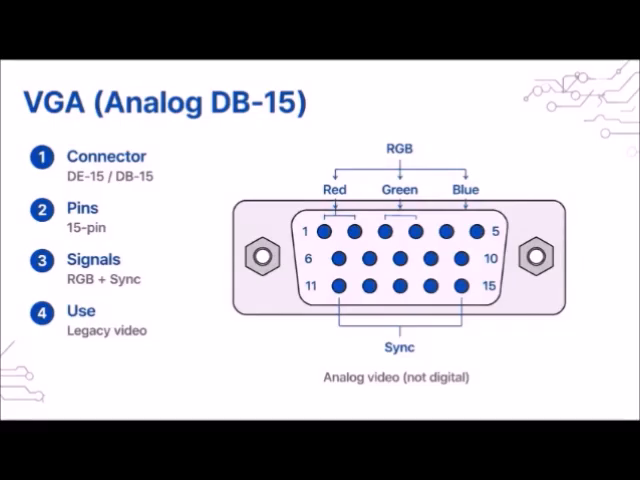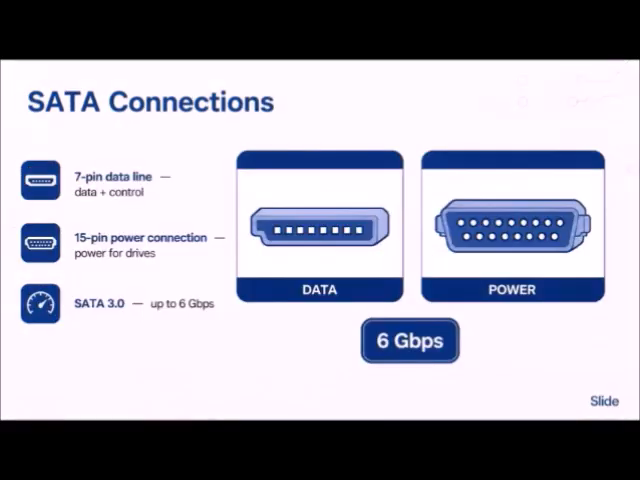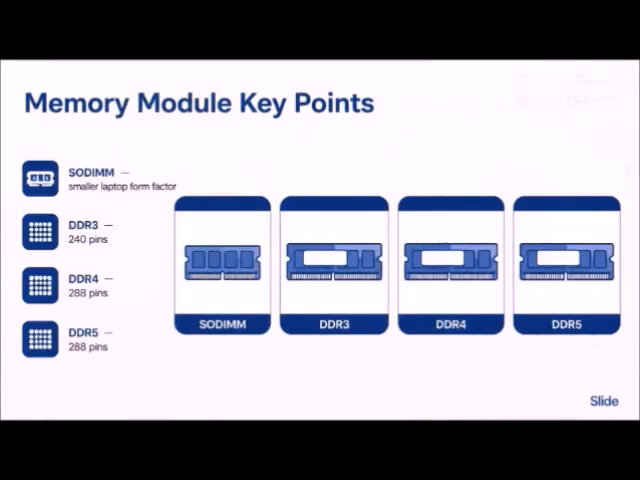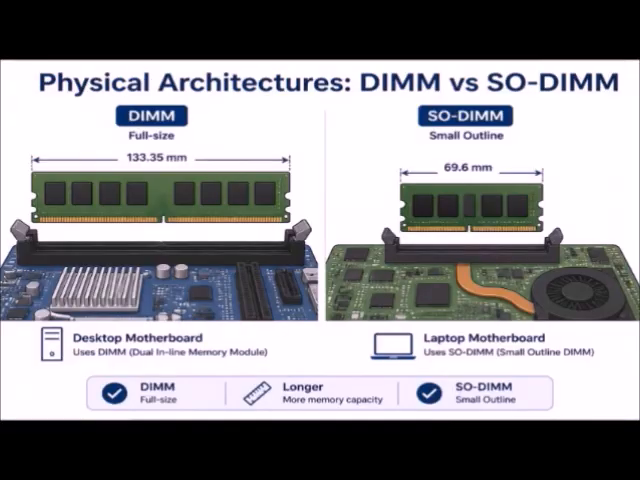Internal storage relies on SATA connections, which use a 7-pin data line and a 15-pin power connection. SATA revision 3.0 caps out at 6 gigabits per second. 3.2 RAM, random access memory. RAM provides volatile workspace memory for active CPU threads and operations.